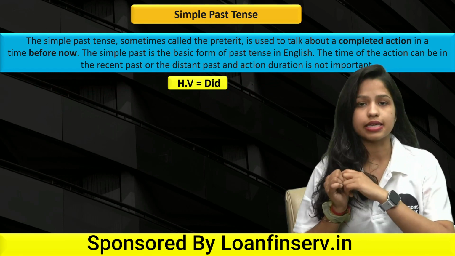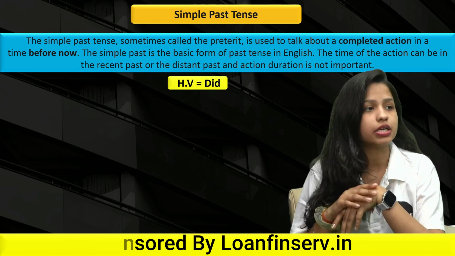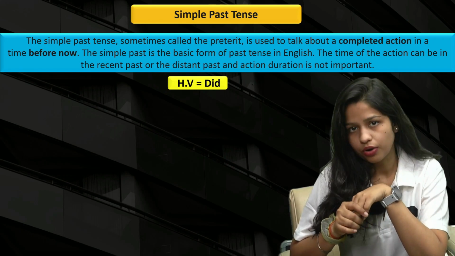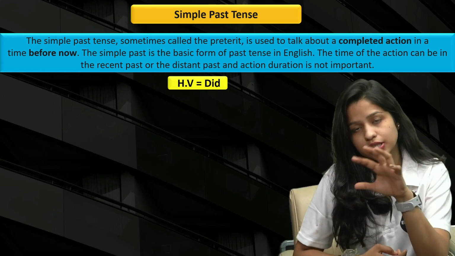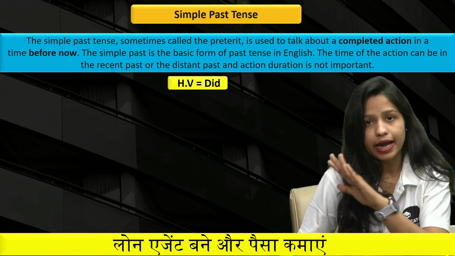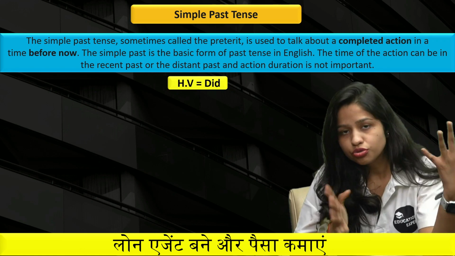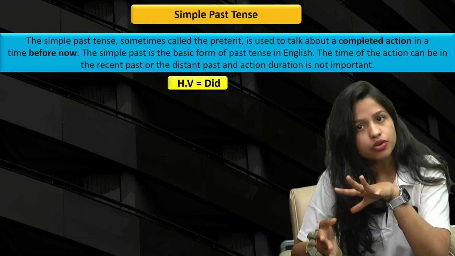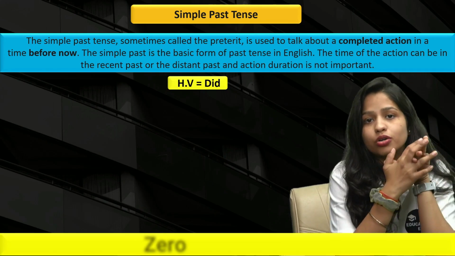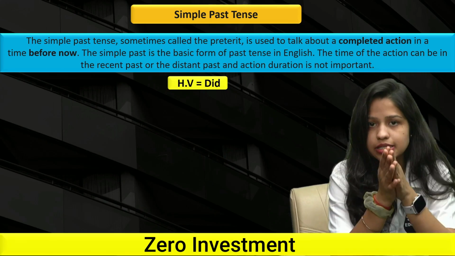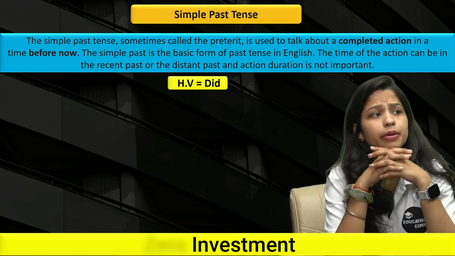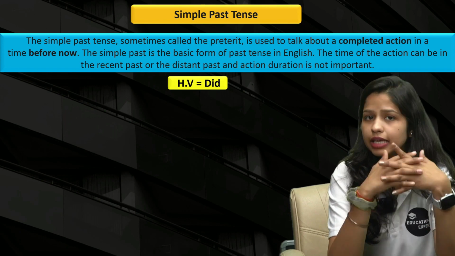The simple past tense, sometimes called the preterite, is used to talk about a completed action in the time before now. So basically, if the action has been completed in the past itself, and now there is no use of it, maybe there is no result of it now, the action has been totally completed in the past and is not related to the present, we call it simple past tense. Clear? So, the simple past tense is the basic form of past tense in English.